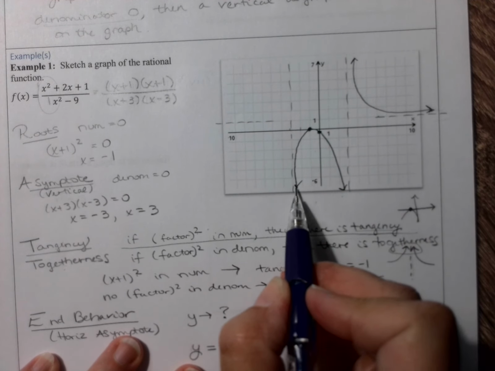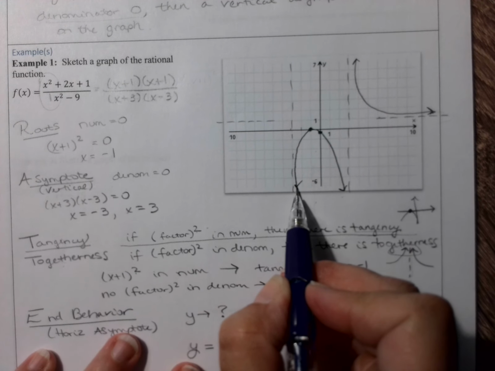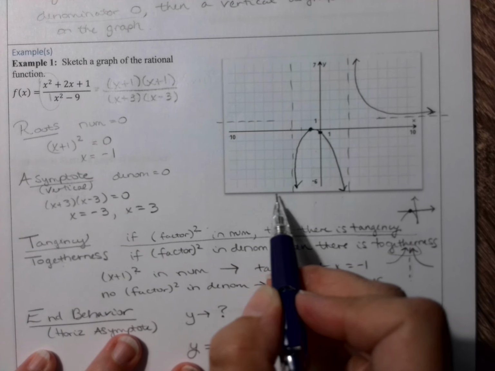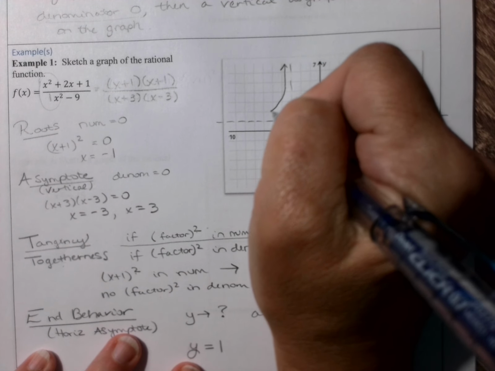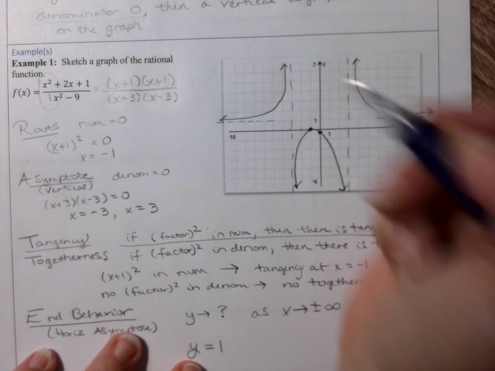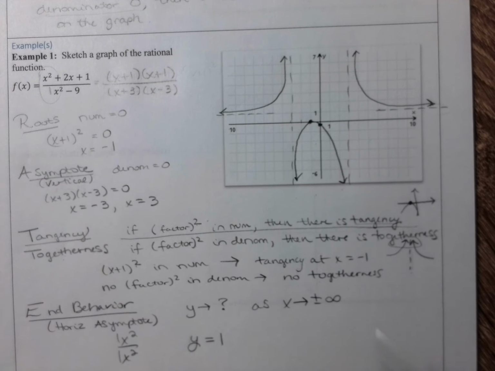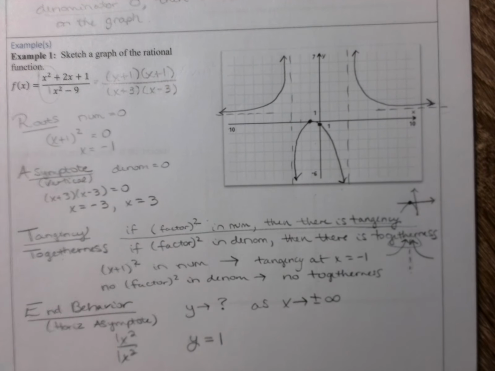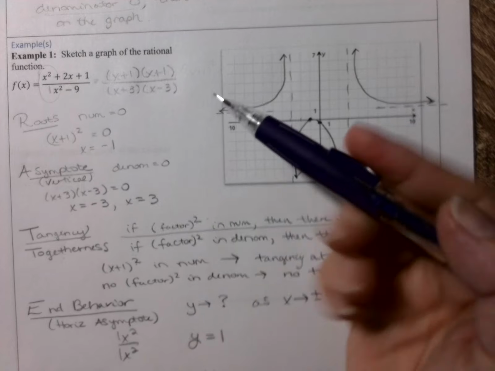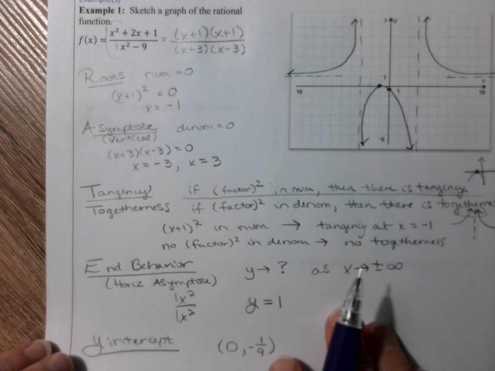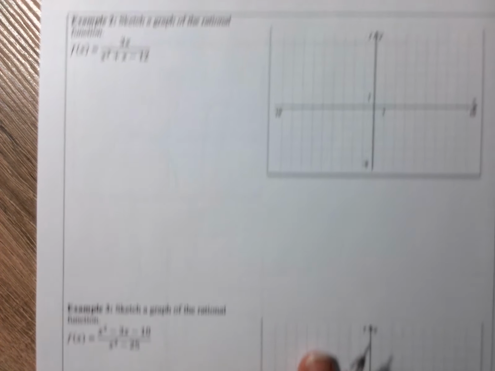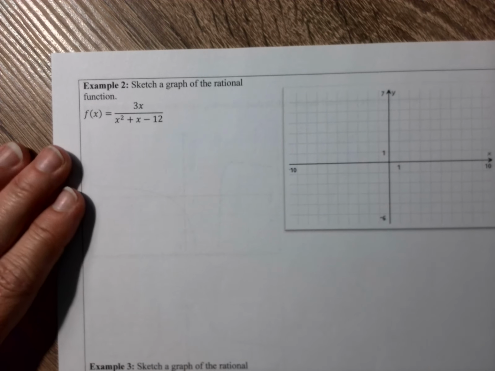Same idea over here on the left side. Since this function is decreasing without bound, on the other side of the asymptote, we need to increase without bound. And then this is also going to approach that horizontal asymptote. The end behavior is approaching 1. So the mnemonic device here, we call it RATE, and we're going to use it again on example number 2.